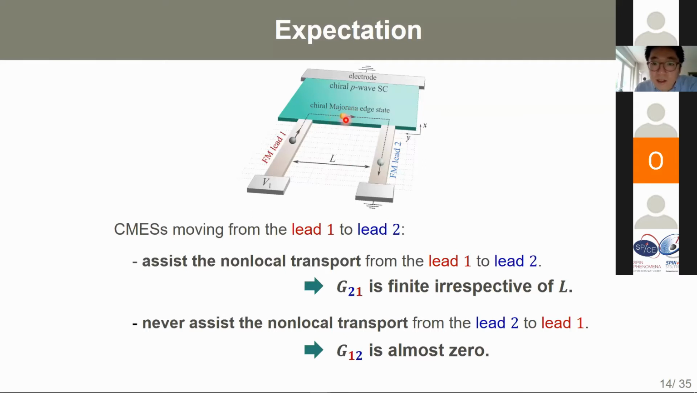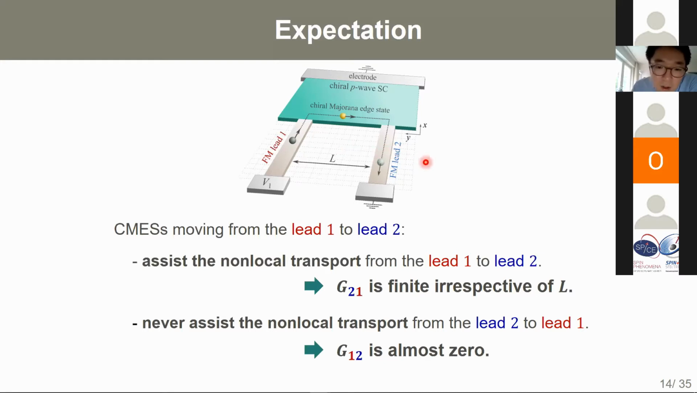So let's assume that the chiral edge state moves from lead 1 to lead 2 in this direction, something like this. When we inject an electron from lead 1, we can expect that the chiral edge state assists, or mediates, the non-local transport from lead 1 to 2, like this. As a consequence, we can expect non-local conductance from lead 1 to 2 irrespective of the distance between the two leads, because the Majorana state itself is just a propagating mode, so it doesn't feel any restriction from the superconducting coherence length and so on. So the non-local conductance from lead 1 to 2 may become very insensitive to the distance between the two leads.